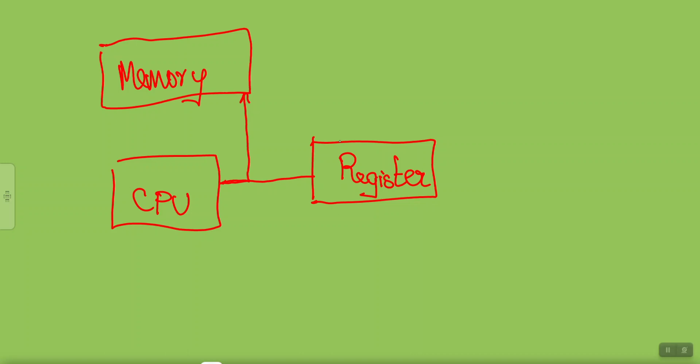So when that memory access is involved, using this direct memory access, the register can access the memory without asking the permission of the CPU. This access is controlled by the DMA controller, that is the direct memory access controller.